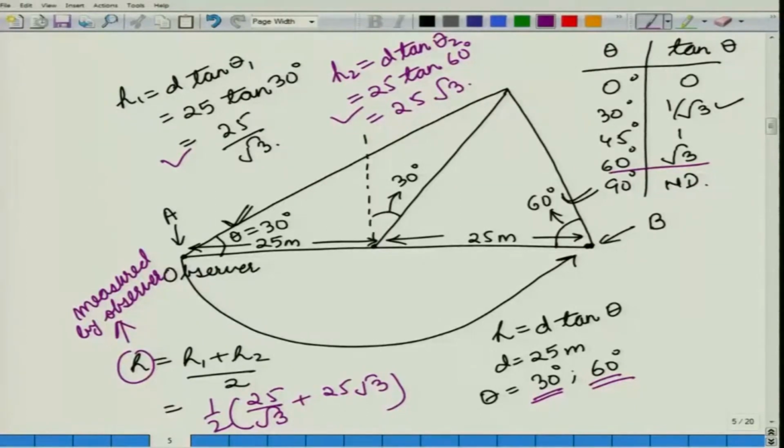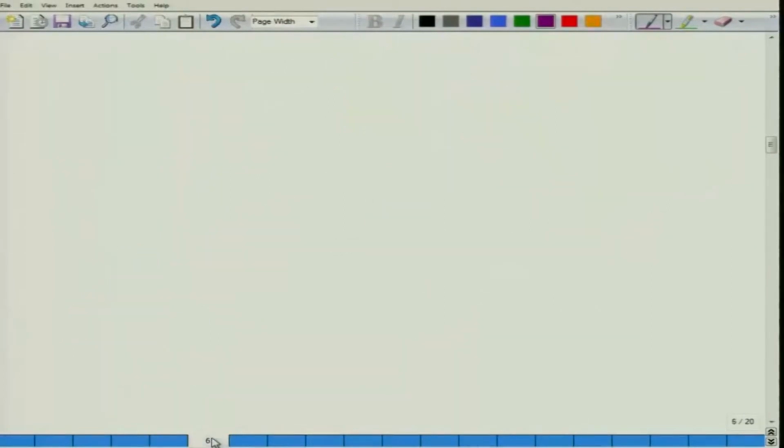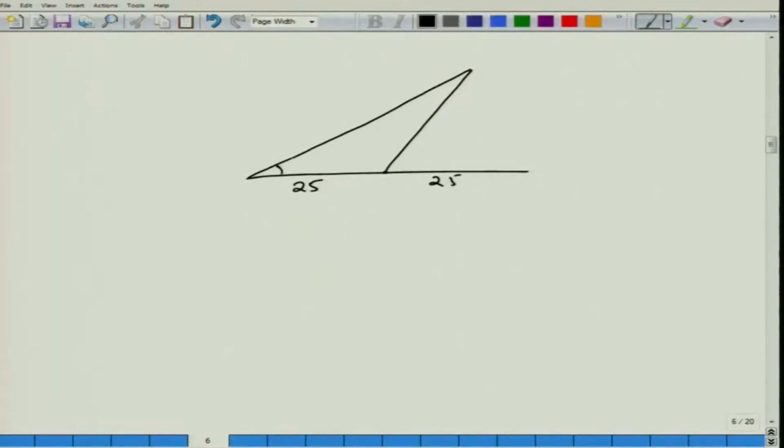Now, how much is the actual height of the tree? How do we figure that out? So, now let us draw the diagram again. So, in the diagram we had this center point. So, this was 25 meters, this was 25 meters. This angle is 30 degrees, this angle is 60 degrees and the angle of inclination is 30 degrees, which would give us that this angle is 60 degrees.